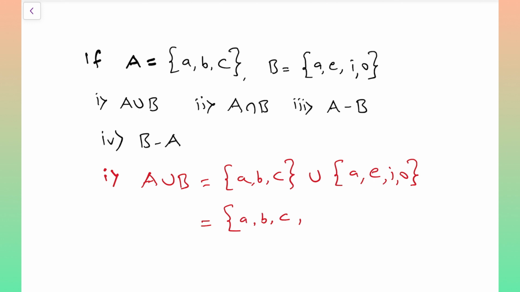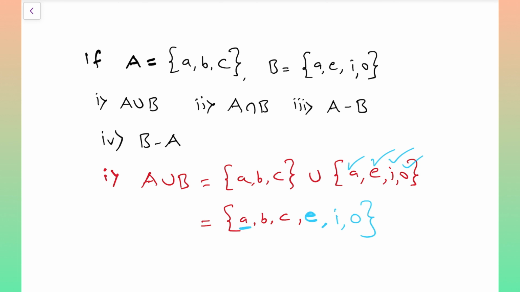Now from the set B, if we start here, set B, first element is A, right? But already we wrote A, so don't repeat it again. Next, coming to the second element, that is E. E we didn't write, so write E here. Next element is I. I we didn't write, so I. Then O, we didn't write O also, so write it O here, finished. So this is A union B. We need to write each and every element from all the sets, but we should not repeat any element.